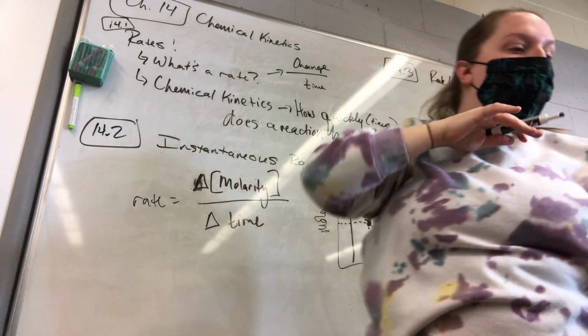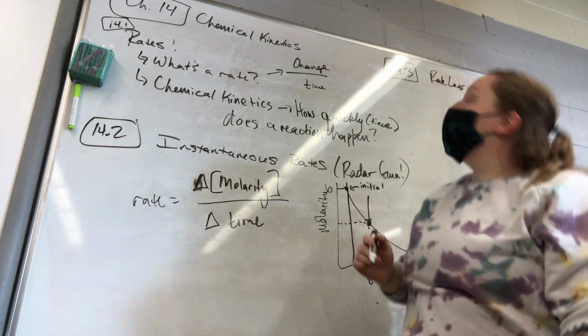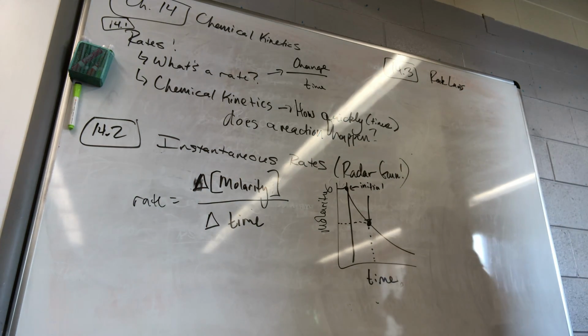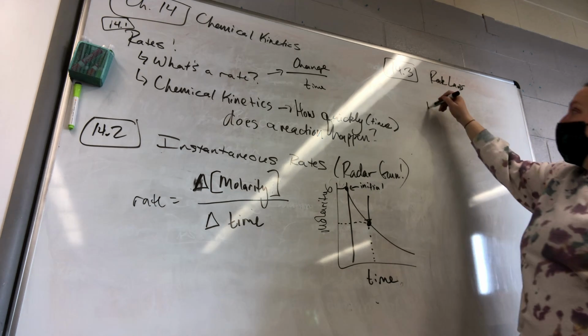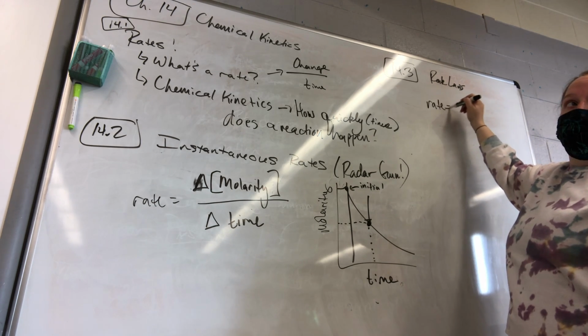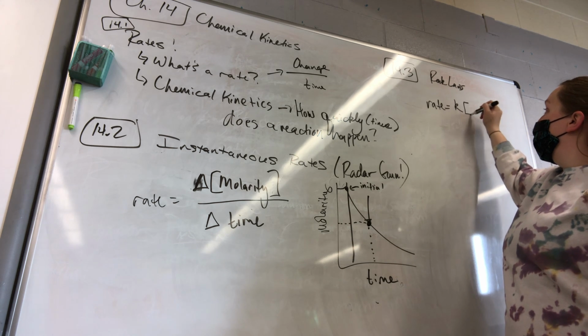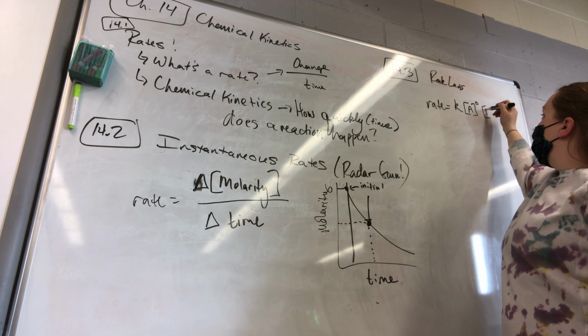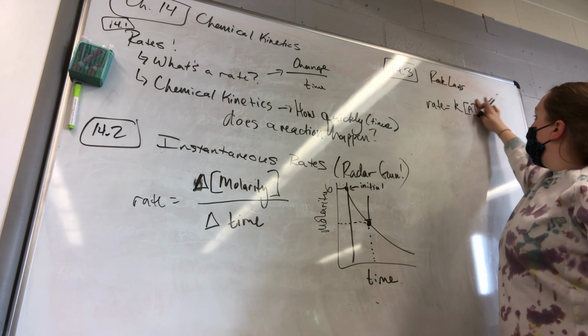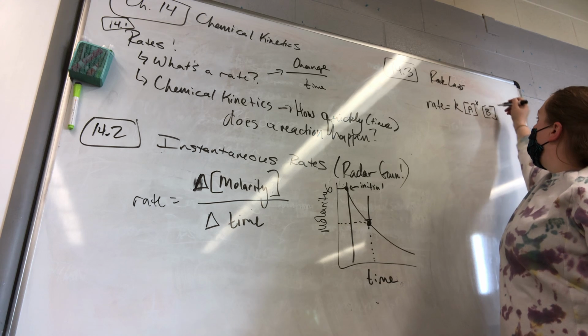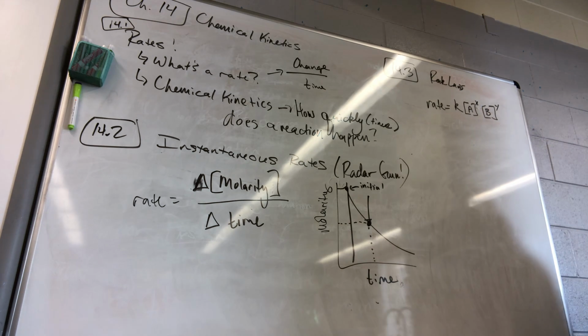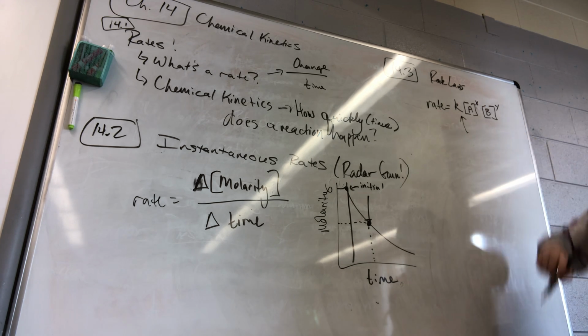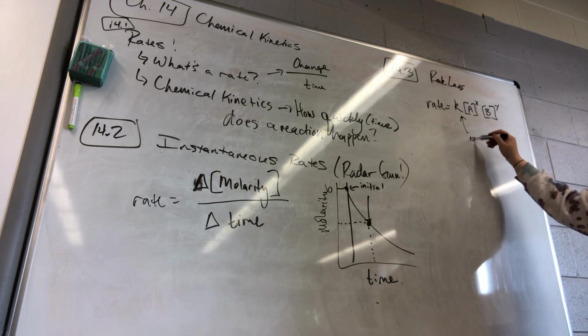Rate laws. Anybody remember what the general form of a rate law is? Rate equals k, then the concentration with an exponent, and then another concentration. Okay, so that's a rate law, right? Parts of this that we need to remember. What's this small k? Rate constant. A rate constant.